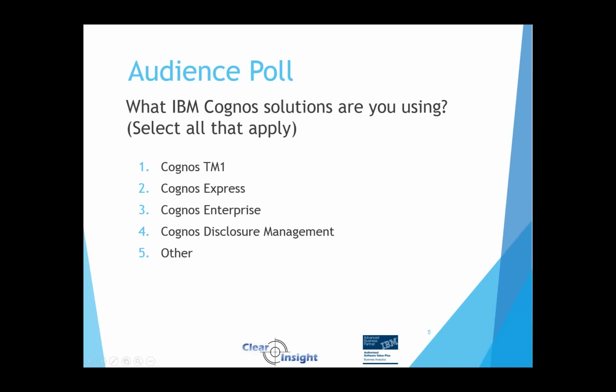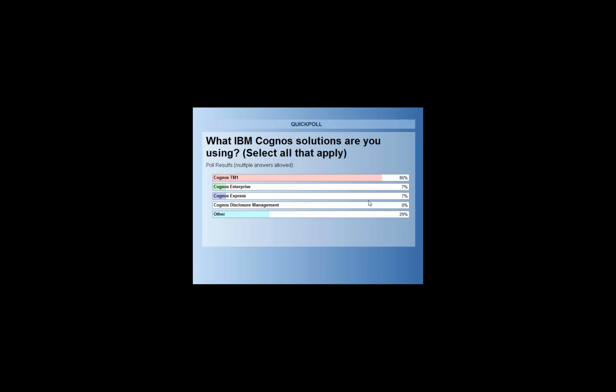And as you can see, we like to show you what the poll results are. As we would expect, for the most part, you are specifically using the TM1 interface against the TM1 cubes. Some of you are on Enterprise and Express, and some of you are on Other. So interested in that and what your thoughts are with that, unless it's the Cognos Business Intelligence solution. Okay, if we can go back to our slides now then.